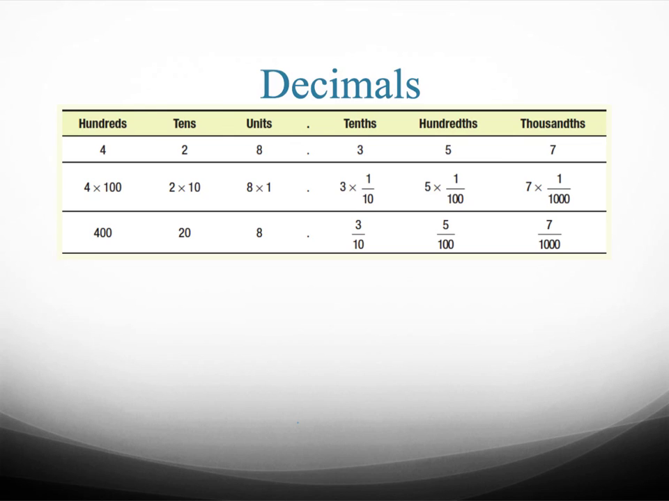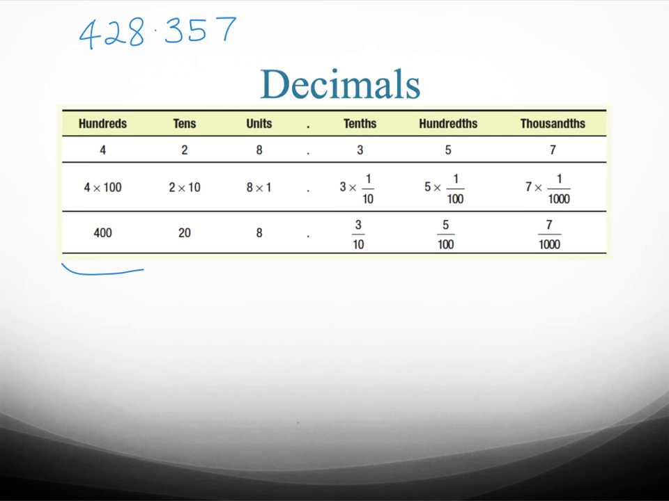Here we have a table that describes decimals for us. The number we are presented with is 428.357. To understand decimals, we need to understand place value.